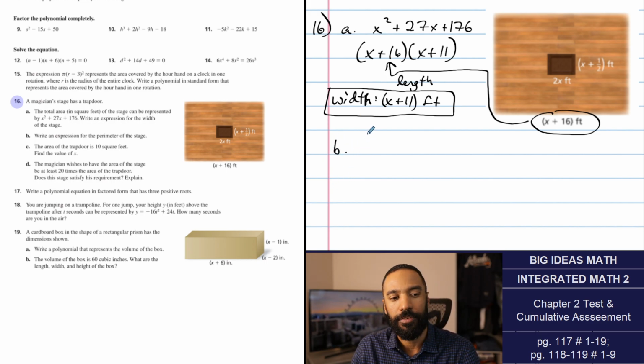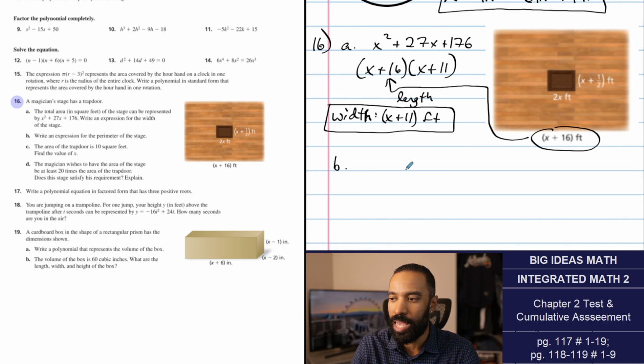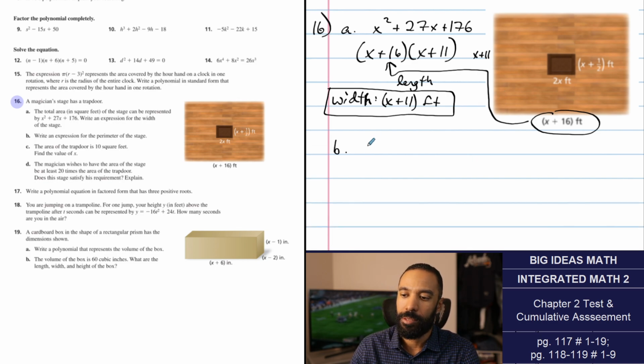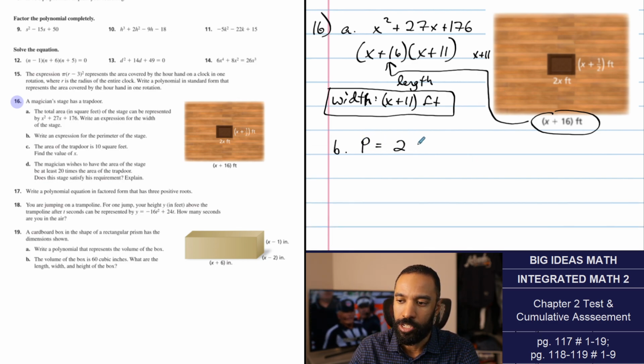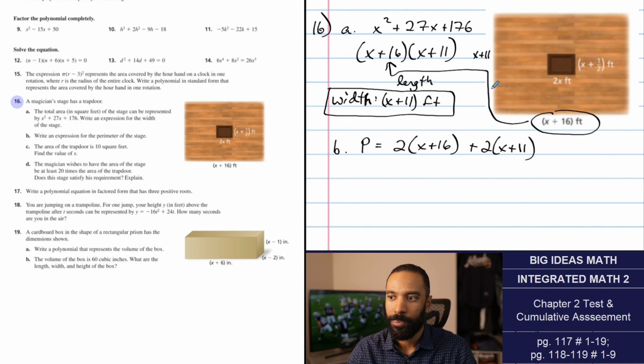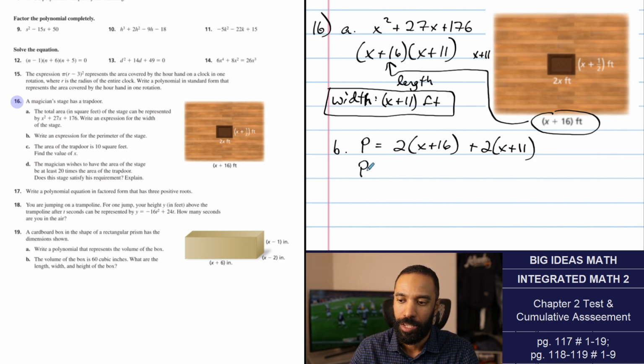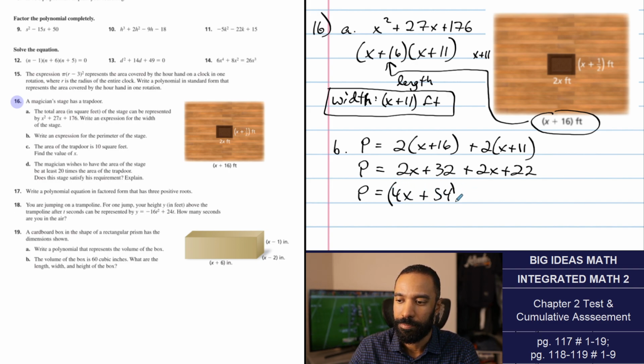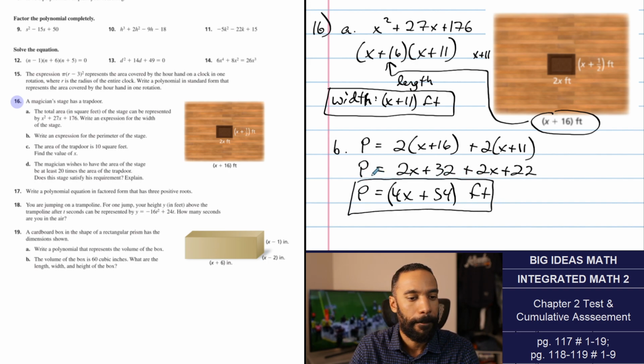Part B, write an expression for the perimeter of the stage. So if that was x plus 16 there, this is x plus 11, and it's rectangular, then the perimeter is going to be identified by doubling x plus 16 and doubling x plus 11. There are two x plus 16s down here and up here, two x plus 11s on the left and on the right. So that'll be the perimeter. You get 2x plus 32 plus 2x plus 22, which is 4x plus 54 feet. Units, folks. Let's get them.